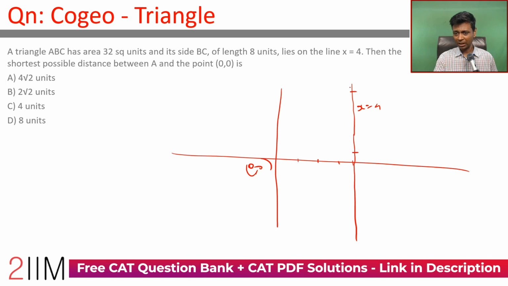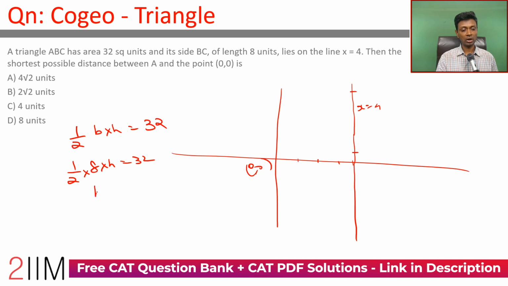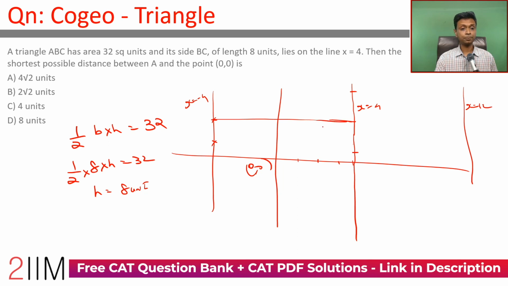Since we have this, let's take this as the base. Half into base into height is 32. Half into 8 into height is 32. Or height is 8 units. Remember, this is vertical distance. So if A were placed at a distance of 8 units from this line, means either at the point x equal to 12, somewhere here, or on the line x equal to minus 4. Anywhere here, and BC can be anywhere and A can be anywhere here. From A to BC, the distance would measure 8.